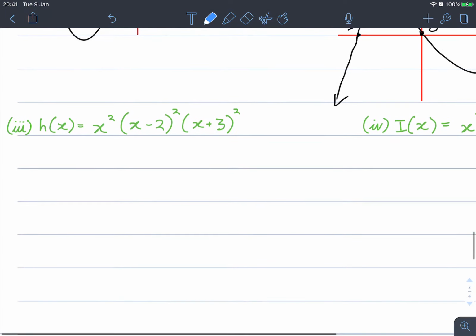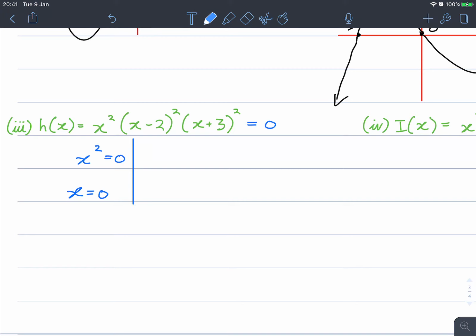Let's do this again. This time, if you look at the powers, 2, 4, and 6, this is a polynomial of degree 6. Same thing will happen, we just let everything equal 0. But now we let each factor equal 0. So this will become x squared equals 0, x equals 0, taking the square root of both sides.